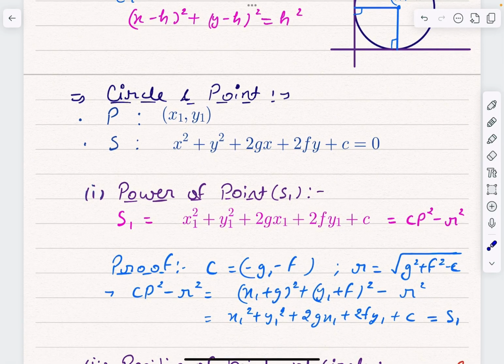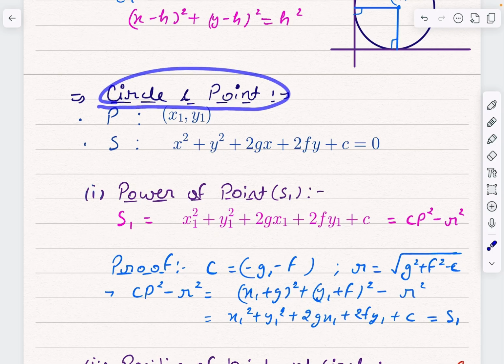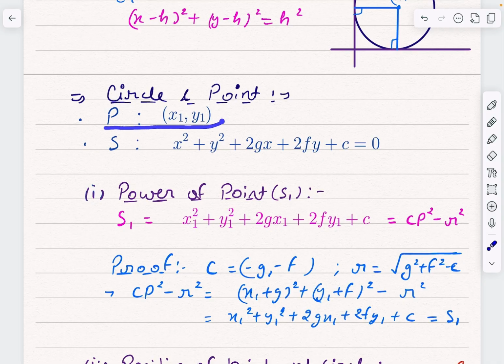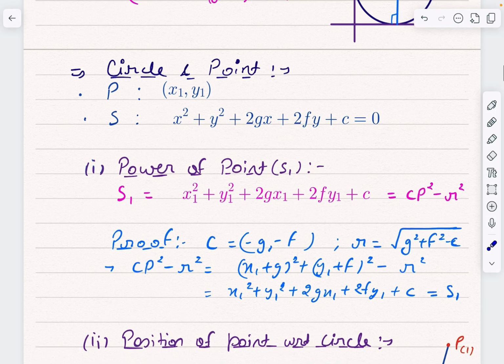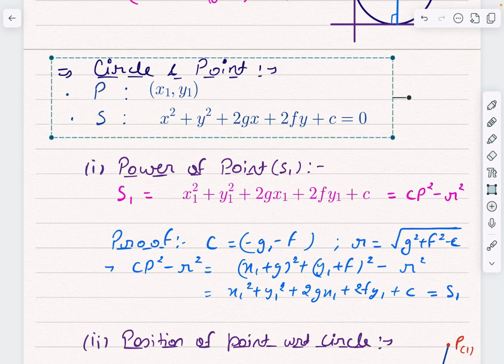Next, we'll discuss what kind of things they ask for a circle and a point. First, a very important point here. See, P is, let us say, a point x1 comma y1. S is the circle x square plus y square plus 2gx plus 2fy plus c equal to 0. First thing we have is the power of a point. See, what is the power of a point?